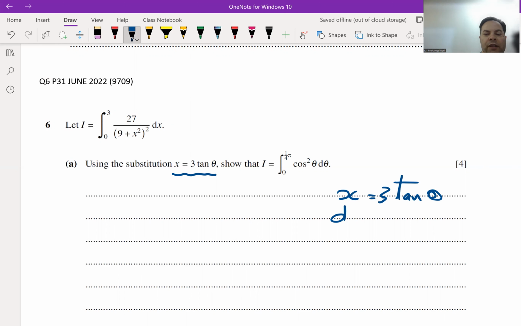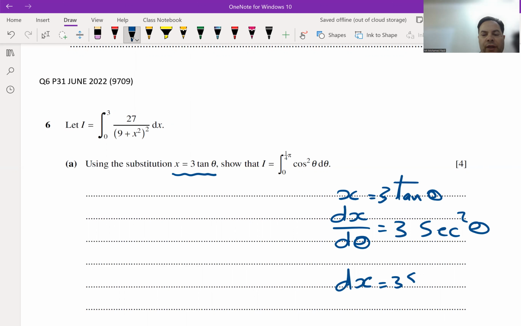To get the derivative, dx by d theta is 3, since 3 is constant, and the differentiation of tan is sec squared theta. So dx is equal to 3 sec squared theta d theta. Let's now remove dx and write 3 sec squared theta d theta instead. What else? Don't forget to change the limits, or the boundaries, of integration.